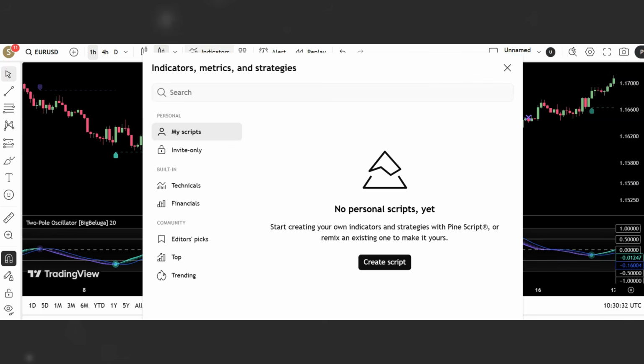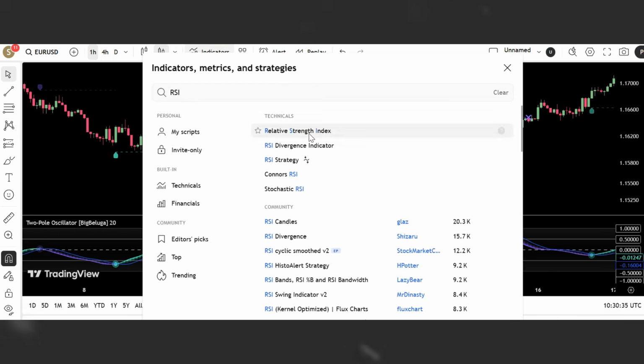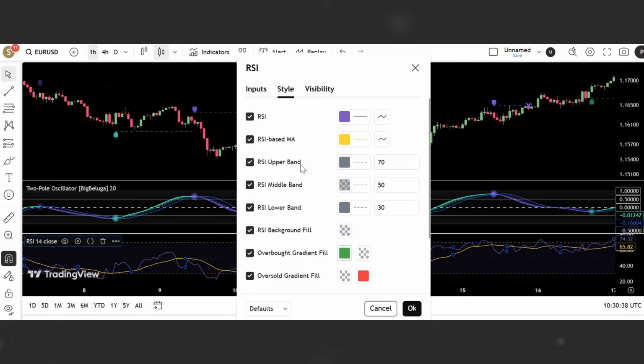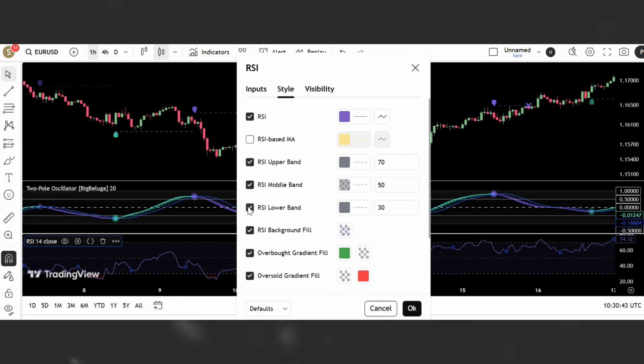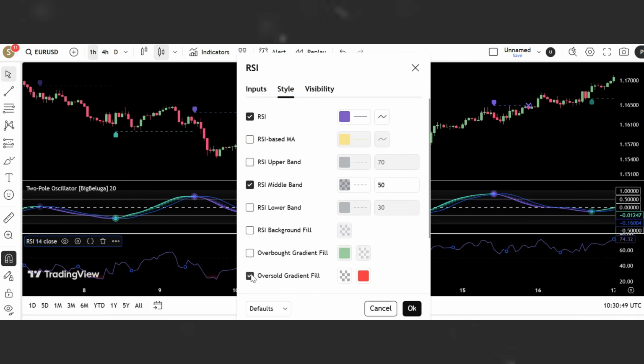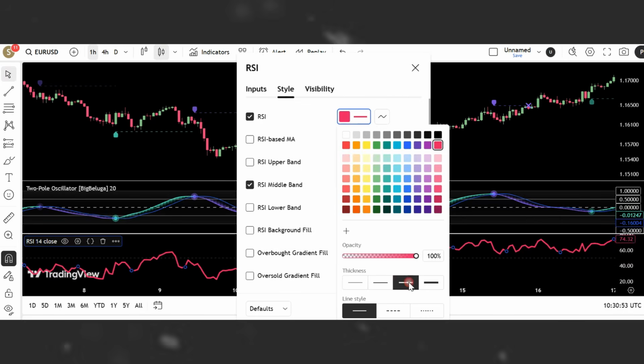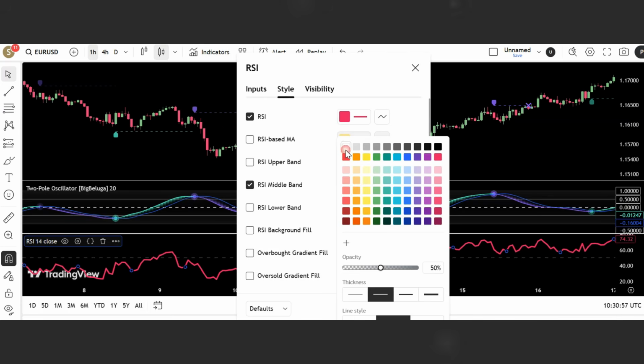Let's add the second indicator. Go to Indicators again, type RSI and add it to your chart. In the settings, keep the RSI length at the default 14. Then go to the Style tab. Keep only the RSI and the RSI middle band and uncheck the rest. You can also change the line color and thickness to make it easier to see on the chart.